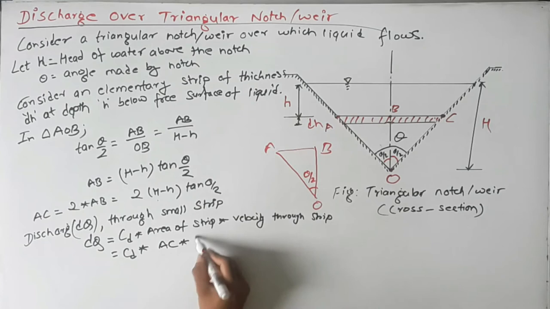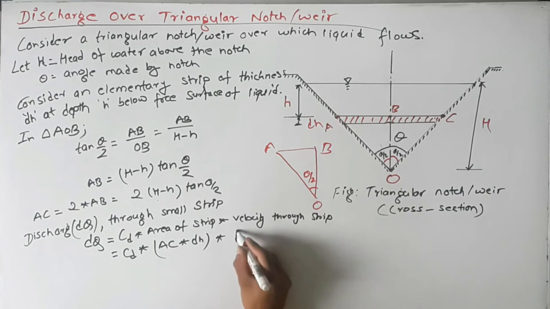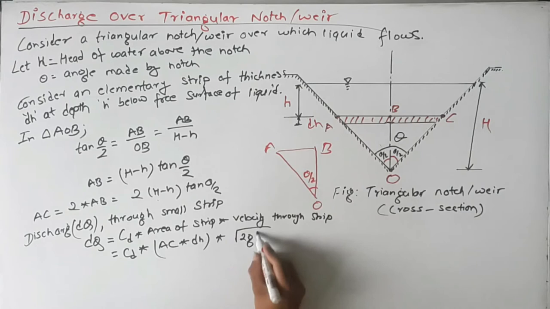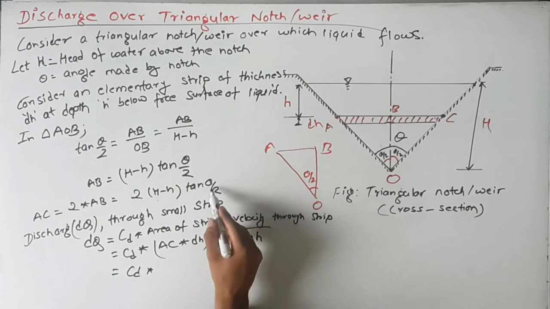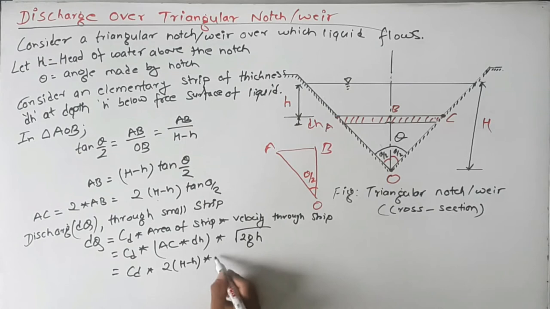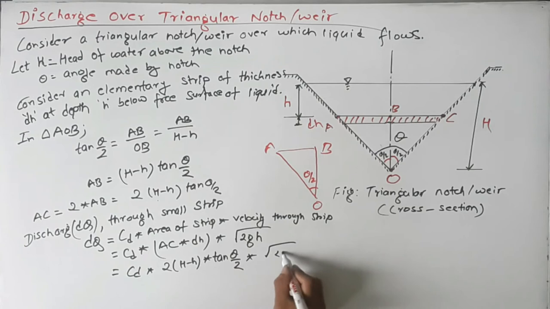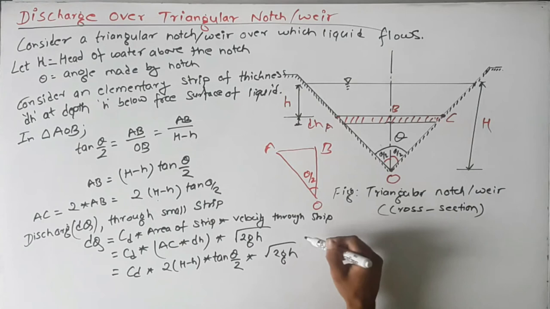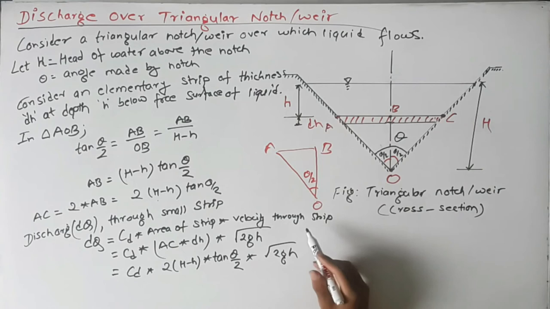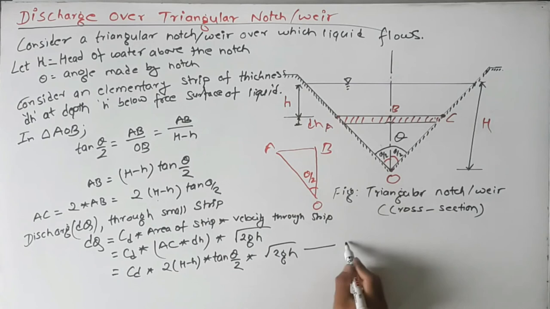And velocity through this strip is root under 2g times the head over the strip. This is the head. Cd into 2 (H minus h) tan theta by 2. We calculated the discharge through the small strip. Now for total discharge, we have to integrate this equation. Let this be equation 1.